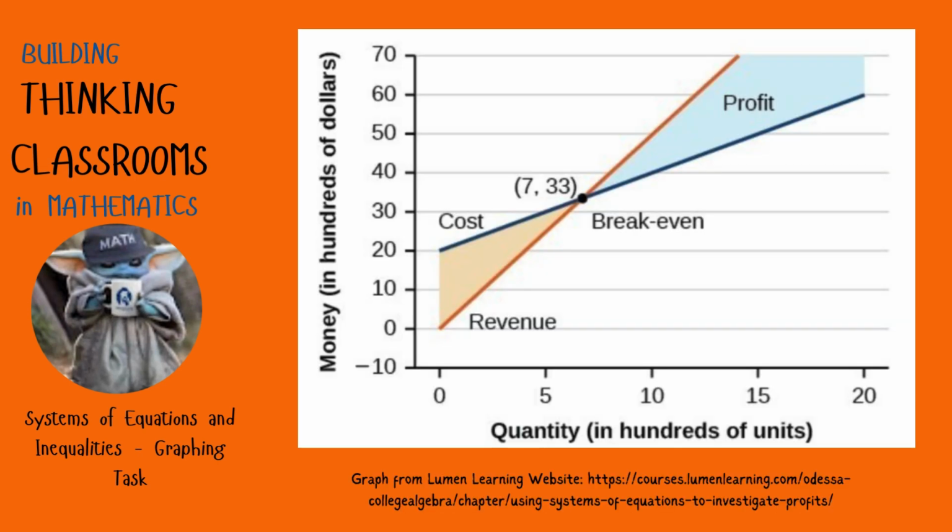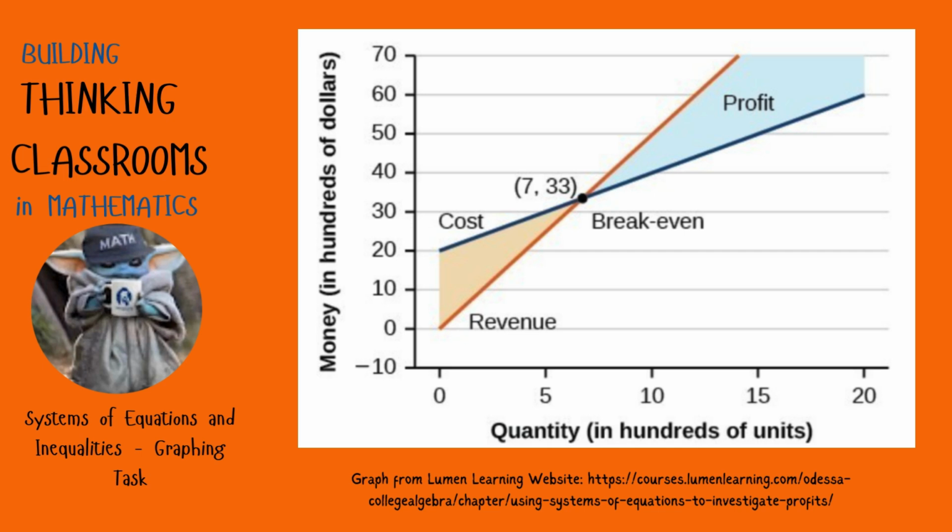We then showed students this example from Lumen Learning, and it's looking at the quantity of units that need to be sold in order to make money. And this is just an example of a business where they have maintenance costs and upkeep costs and just purchases you have to make outright first.